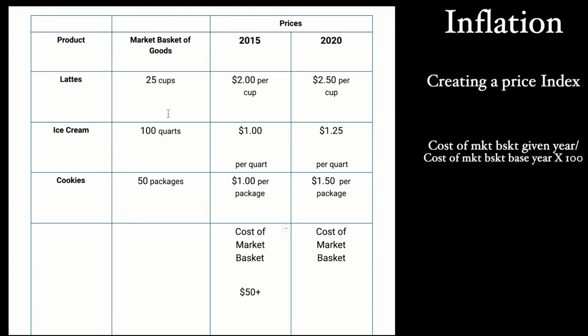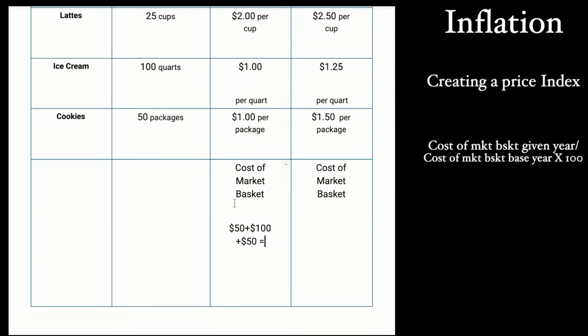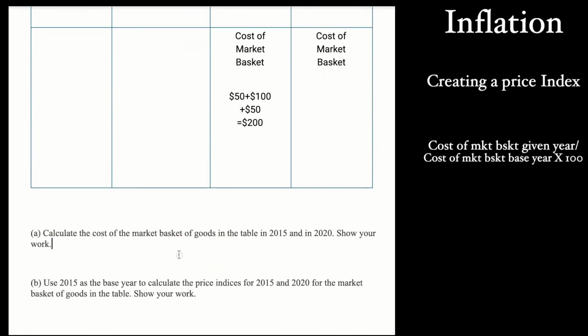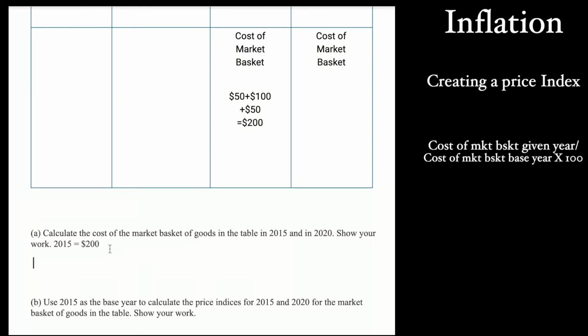plus we had 100 quarts of ice cream and they cost $1 each. So that's $100. And then we're going to add to that 50 packs of cookies, $1 each. That is $50. And the cost of a market basket for 2015 is going to be $200. So cost of a market basket for 2015 equals $200.